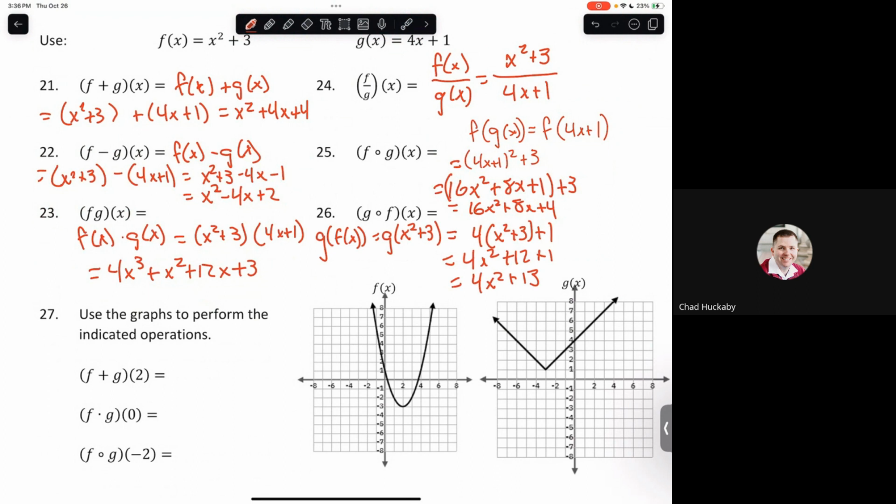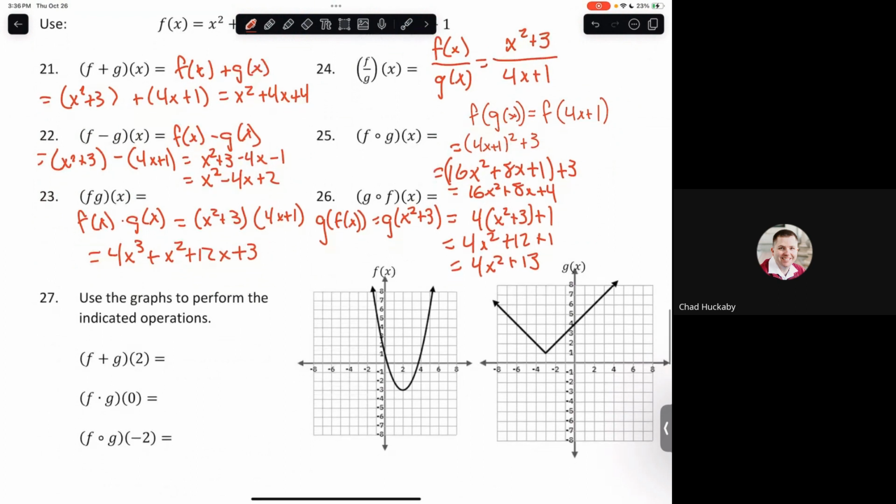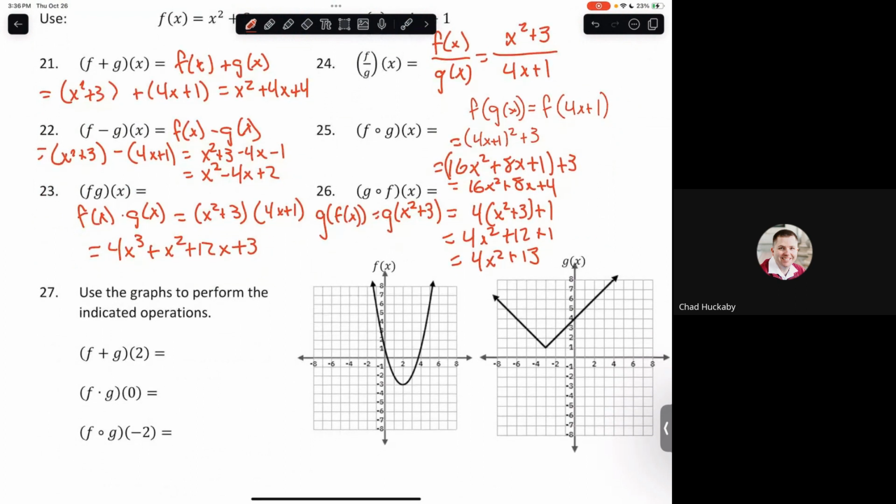That's what happens when I try and get in a hurry so we can get all these problems in. Any questions about operations with functions and composition of functions?